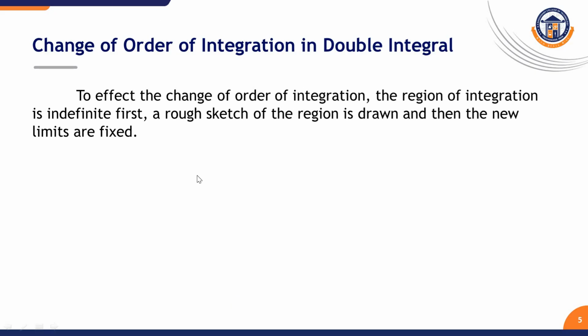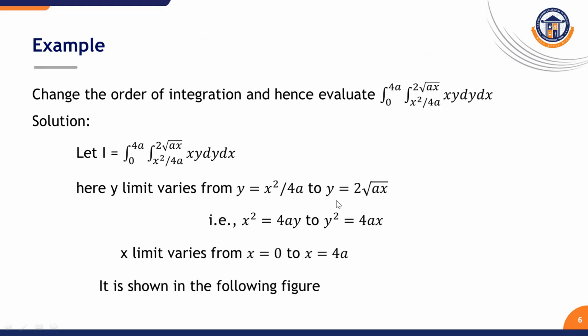To effect the change of order of integration, the region of integration is identified first. A rough sketch of the region is drawn and then the new limits are fixed. For an example problem, change the order of integration and hence evaluate integral 0 to 4a, integral x squared by 4a to 2 root ax, x y dy dx.